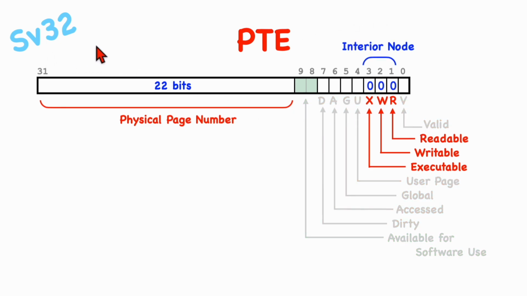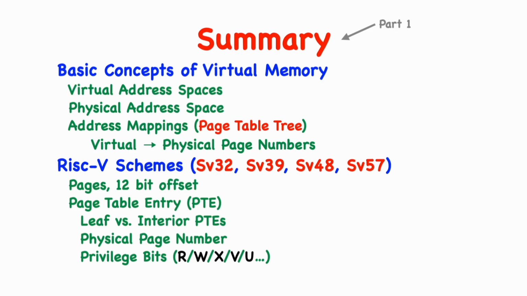Now, with Sv32, which uses only 2-level trees, the only interior node would be the root node. But for 64-bit machines using page table trees with more levels, all interior nodes must have these 3 bits set to zeros. The page table entries at the leaf level, that is, page table entries that point to the actual data pages, should have these 3 bits all set to something that's non-zero, at least if the page table entry is valid at all. Okay, I think that's enough for this video.